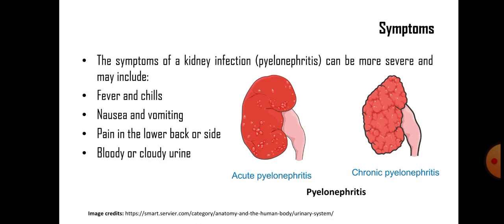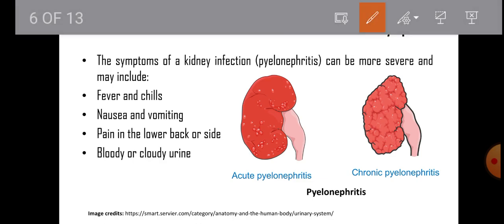So what are all the symptoms of kidney infection? Maybe fever and chills, nausea and vomiting, pain in the lower back or side of the abdomen, or bloody or cloudy urine. These are the symptoms of pyelonephritis. Here there are two conditions.